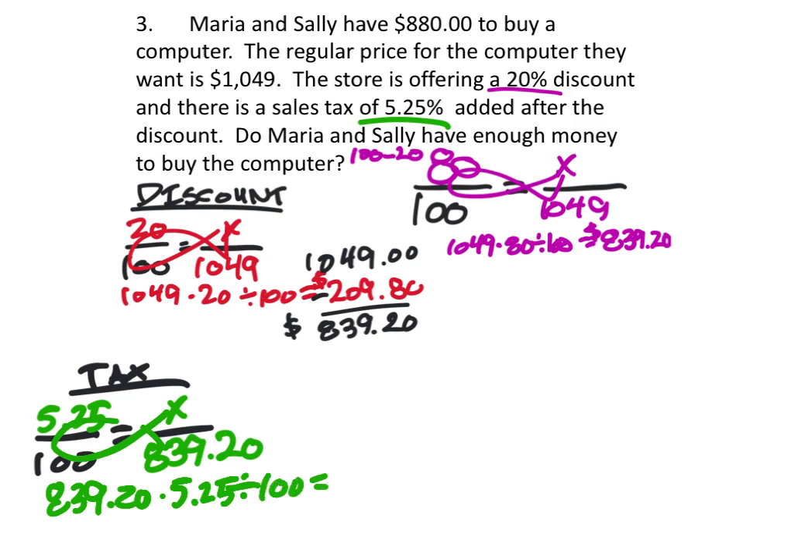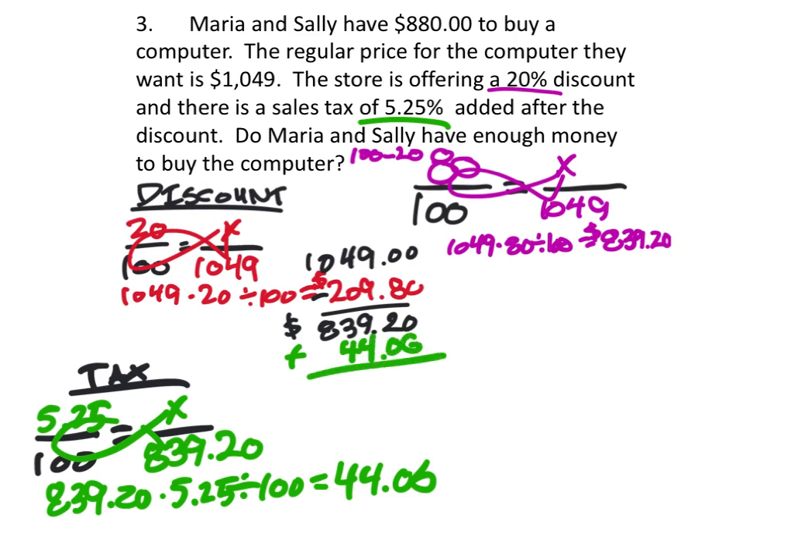Now let's see what this equals on the calculator, okay? 839.20 times 5.25 divided by 100 equals, and yeah, we're gonna have to round on this. I got 44.058. But I want this to the nearest penny, so I'm gonna round that penny up to 6. Okay, and again, we have to add that to the 839.20, so 44.06.